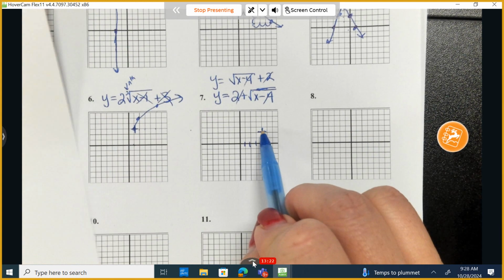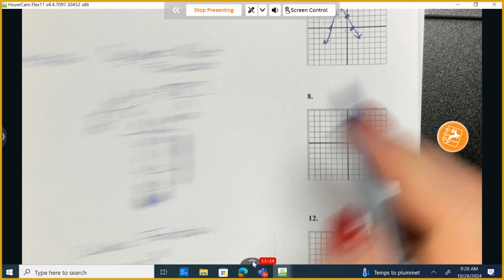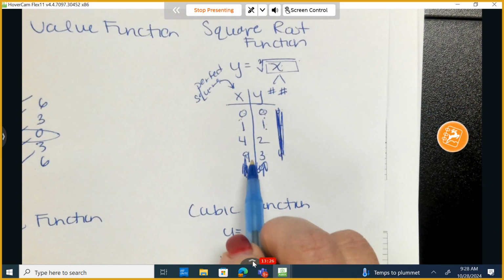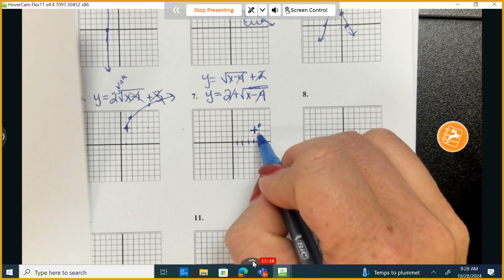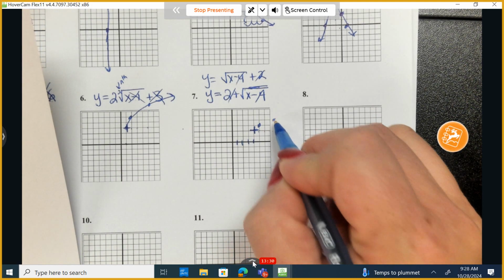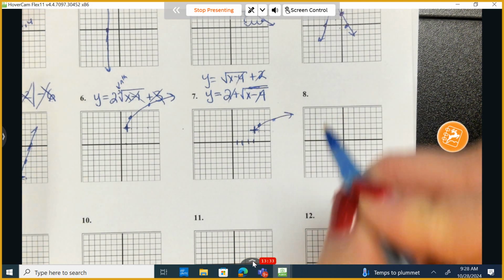0, 0, that's always the bullseye. This says go over 1 and up 1. Okay, over 1, up 1. Over 4, up 2. Over 4, 1, 2, 3, 4, and up 2. And then we can see going over 9 and up 3 would be too far.